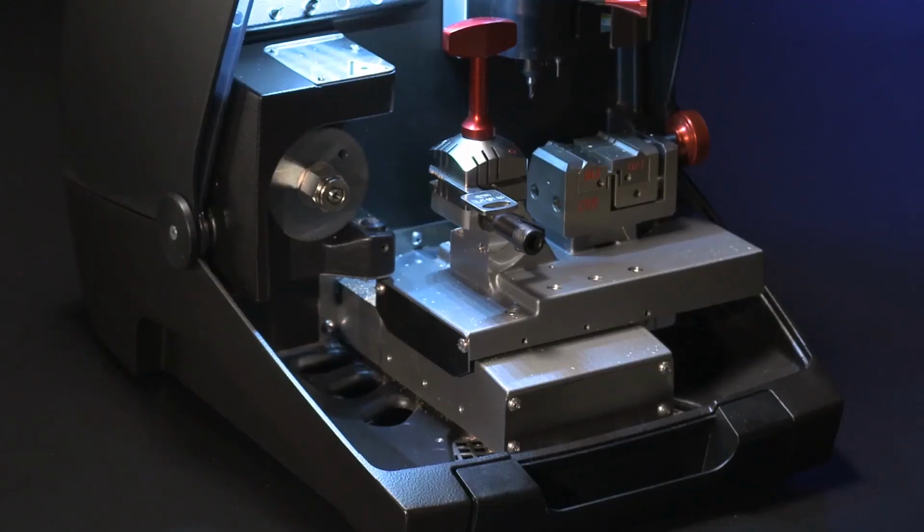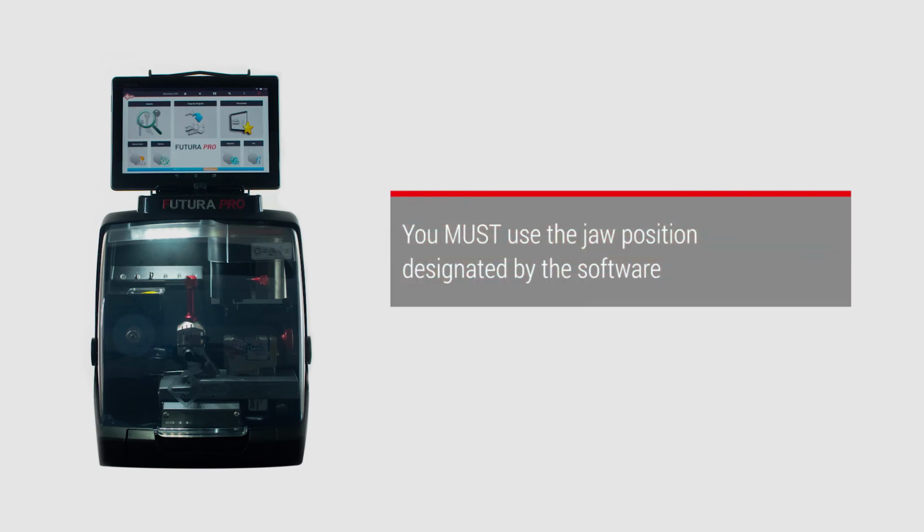Tip: Futura PRO's database will indicate clamp side A on most two-sided automotive keys. When you are decoding a key, you must use the jaw position designated by the software. As mentioned earlier, when manually entering the cuts or cutting by code, the user can decide which side is most suitable as long as the Use Any Clamp feature is enabled in the software.